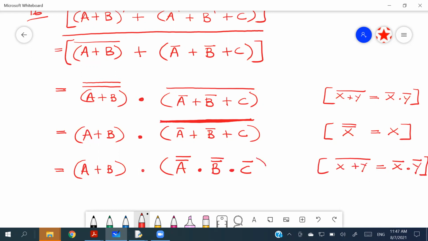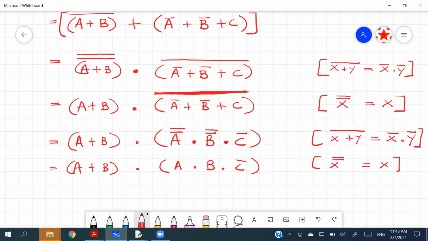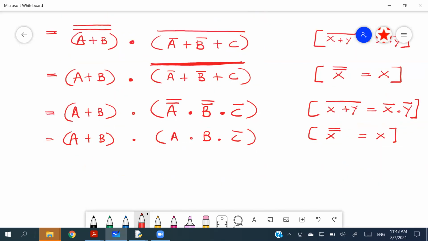Right. So now we can apply the double inverse laws for this A and B. Right. So how are we going to write that? We can write it like A plus B dot, it's going to be A dot B dot C bar. So the reason is still x double bar equals x. Now you can apply the distributive law.